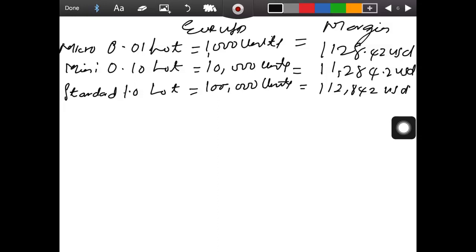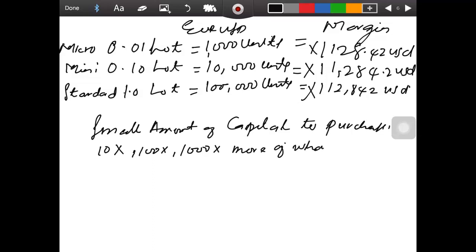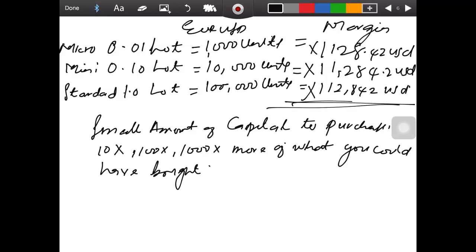But thank God for leverage. Leverage is what helps you cut off these large amounts. Leverage is what allows you to use a small amount of capital to purchase sometimes 10 times, 100 times, or 1,000 times more of what you could have ordinarily bought without leverage. Okay, so let's leave this video as margin, and then I'll do the next video and explain leverage further.